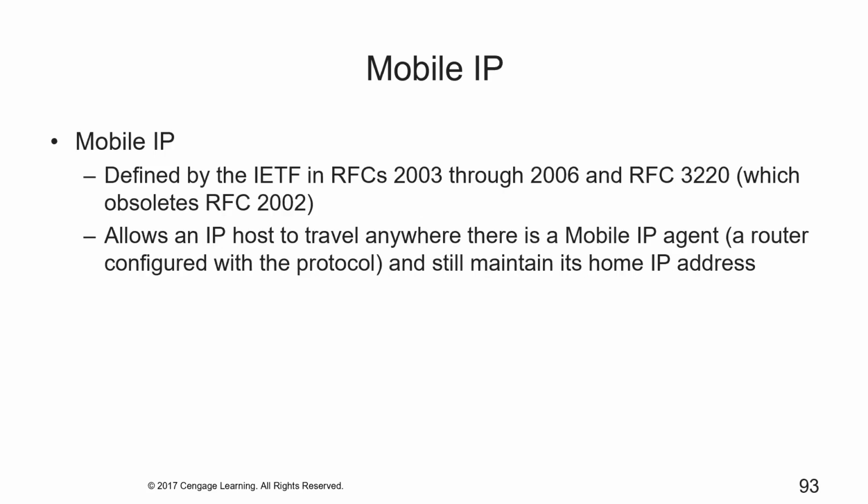So Mobile IP is defined by the IETF in RFCs 2003 through 2006 and 3220, which takes over for 2002. It essentially allows an IP host to travel anywhere there's a Mobile IP agent, so a router configured with the protocol, and it still maintains its home IP address.